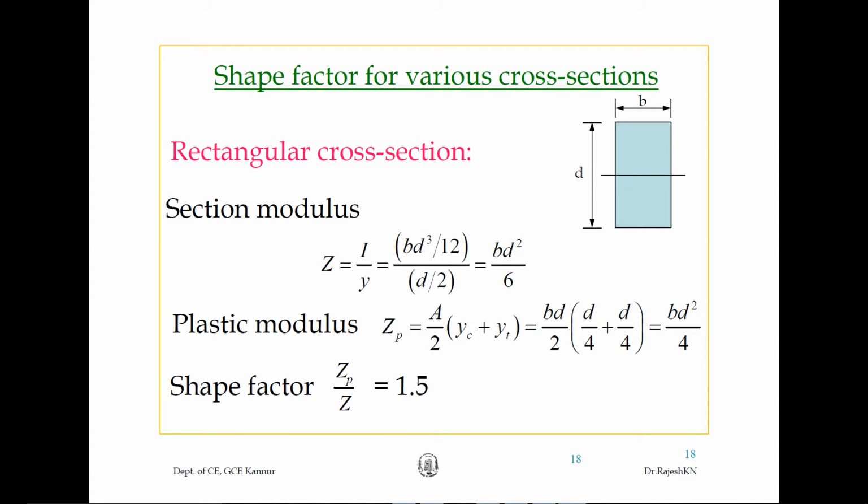Now we will see the shape factor of different figures. First we'll go for the rectangular cross section. Z is equal to I by Y, the section modulus. I is BD cube by 12, Y is equal to D by 2, so it will equal BD square by 6. The plastic modulus ZP we have seen is A by 2 times YC plus YT. YC we know is D by 4, and YT is D by 4, giving BD square by 4. We calculate ZP by Z, and that is equal to 1.5. It is greater than 1, so it can be considered.